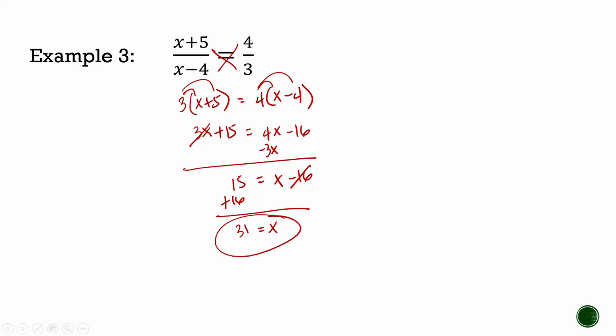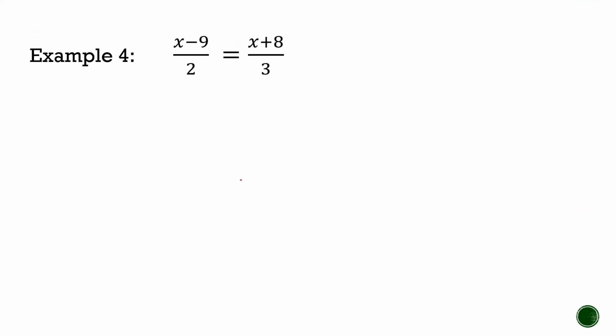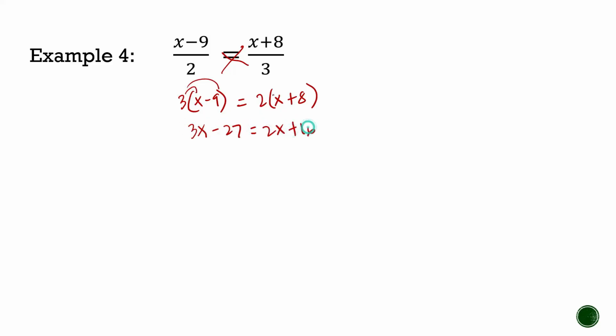All right. Let's have one last example for these simple rational equations. After this, I have another video. It's an average type of rational equations. Okay, so please watch out for that. Let's answer this one. Again, cross multiplication is the thing that we will do here. So 3 times x minus 9 equals 2 times x plus 8. Okay. So distribute this. That would be 3x minus 27 equals 2x plus 16.